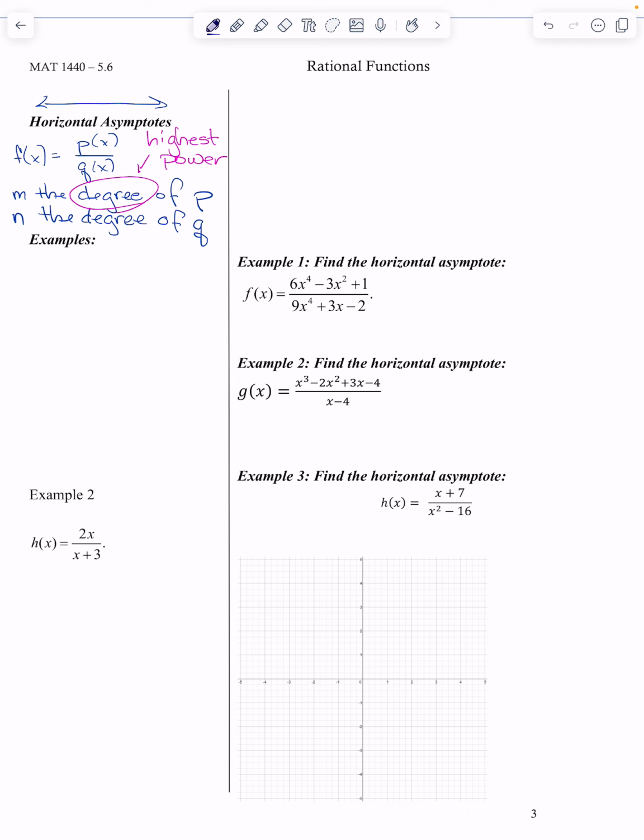We can have the degree of the numerator less than the degree of the denominator. We can have the degree of the numerator equal to the degree of the denominator. And we can have the degree of the numerator greater than the degree of the denominator. Okay? If the degree of the numerator is less than the degree of the denominator, then you have a horizontal asymptote at y equals 0, which is the x-axis.